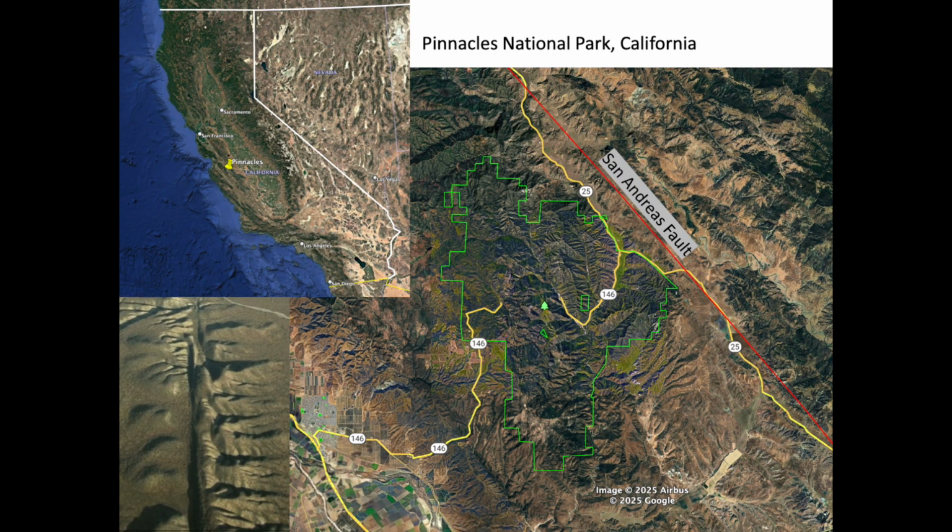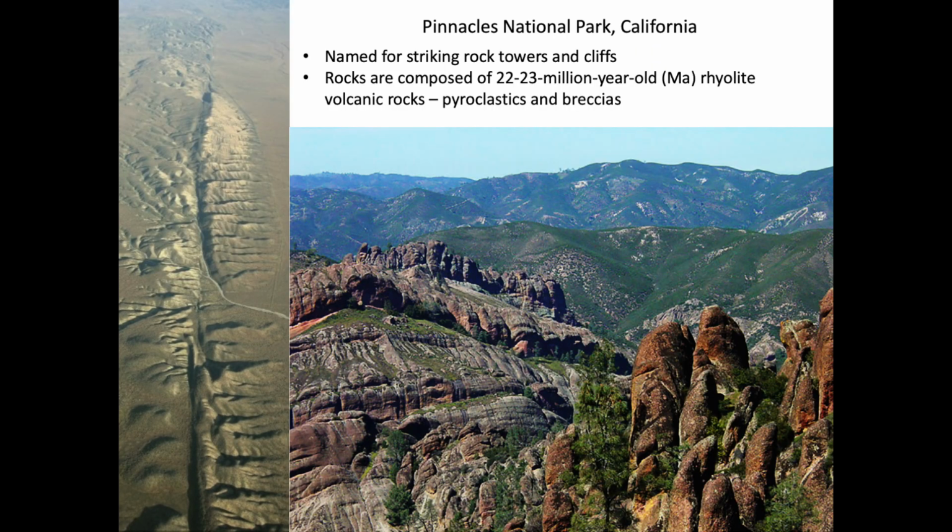That leads us nicely into Pinnacles National Park, which borders on the San Andreas Fault on its northeast side. Pinnacles is in the central coast of California in a mountain range called the Gabilan Range, and it protects an area of very scenic rock outcrops. It's named for these striking rock towers and cliffs that are all composed of 22 to 23 million-year-old rhyolitic volcanic rocks, and most of these are pyroclastics and breccias. This national park is one of our most recent national parks. It was established in 2013, upgrading a national monument that was established in 1908 for the area's scenic beauty.